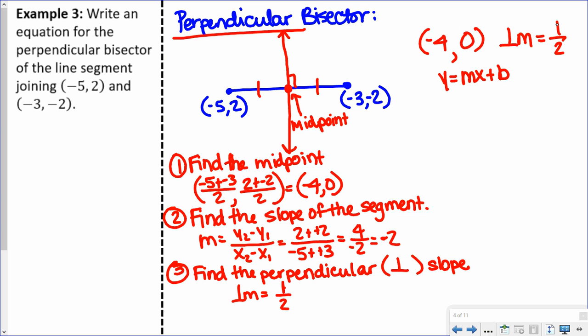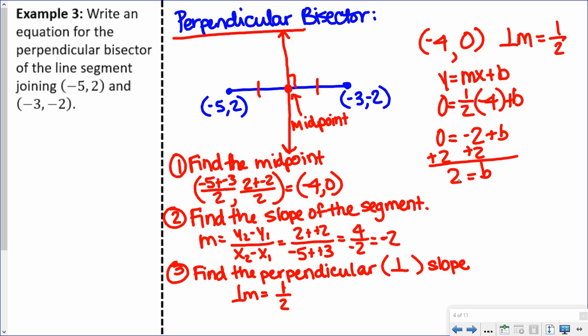So that's the slope that we're going to use. Now I'm going to use this slope, 1/2, the perpendicular slope, and this point, the midpoint that this perpendicular bisector has to go through, so I can solve for b, and then I can write my equation. So my y value is 0, the slope is 1/2, times x is -4, plus b. So that's 0 equals -2 plus b. So b is 2. So then my equation is y equals the slope, 1/2 x, plus 2, that's your b. That's the equation of the perpendicular bisector of this particular segment.